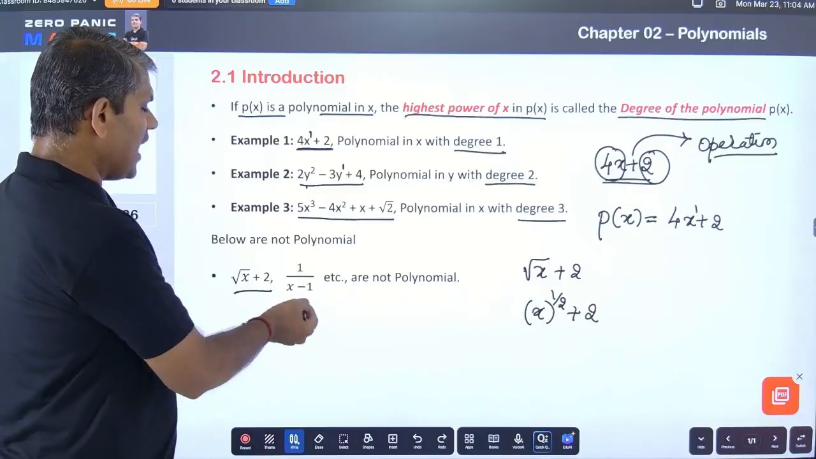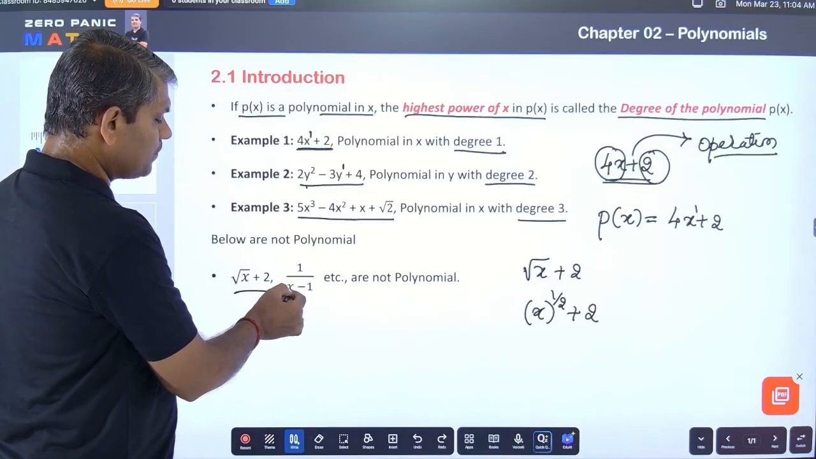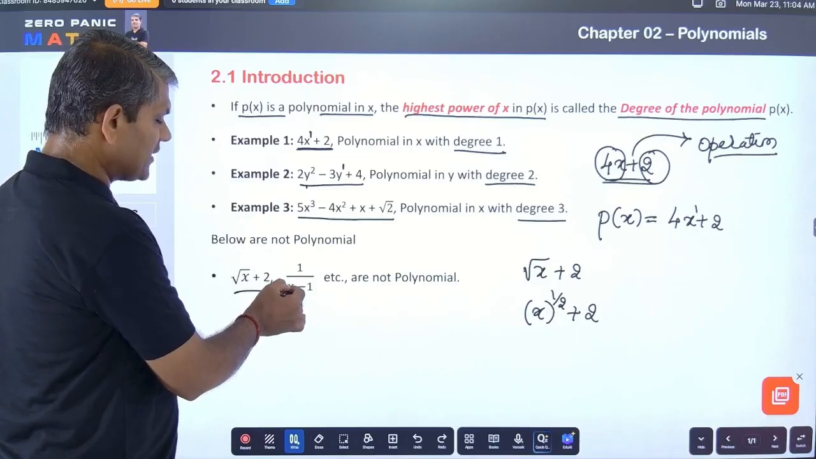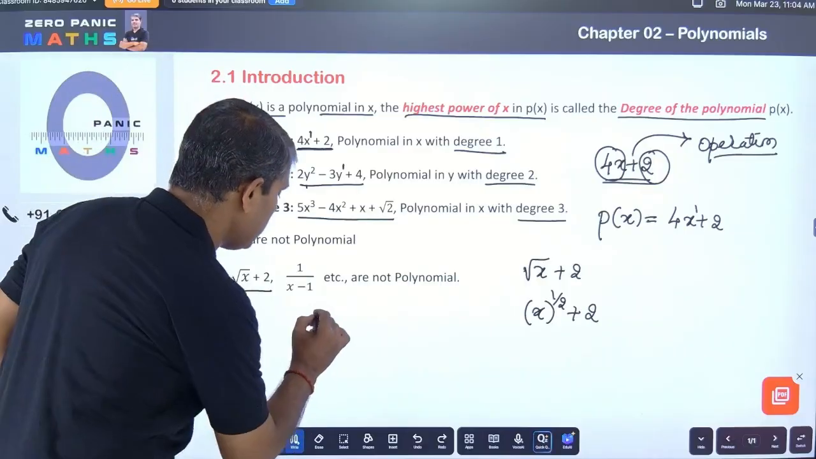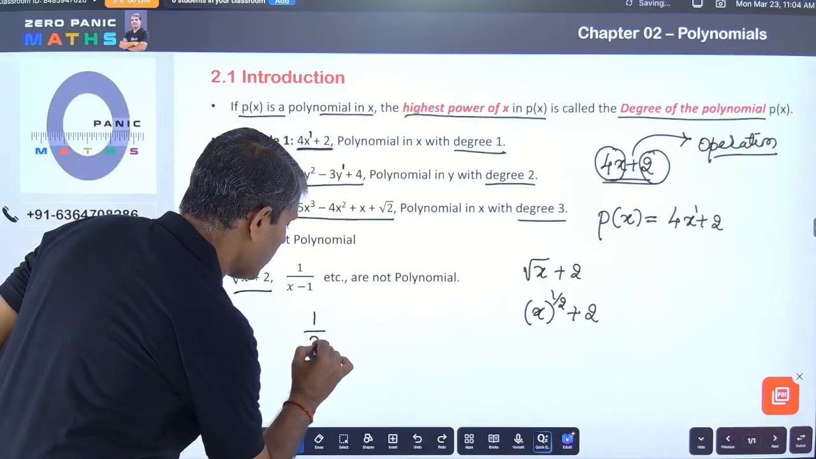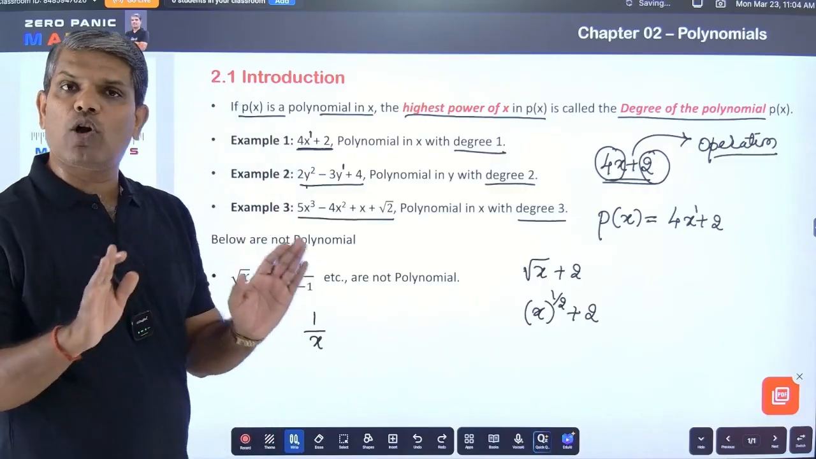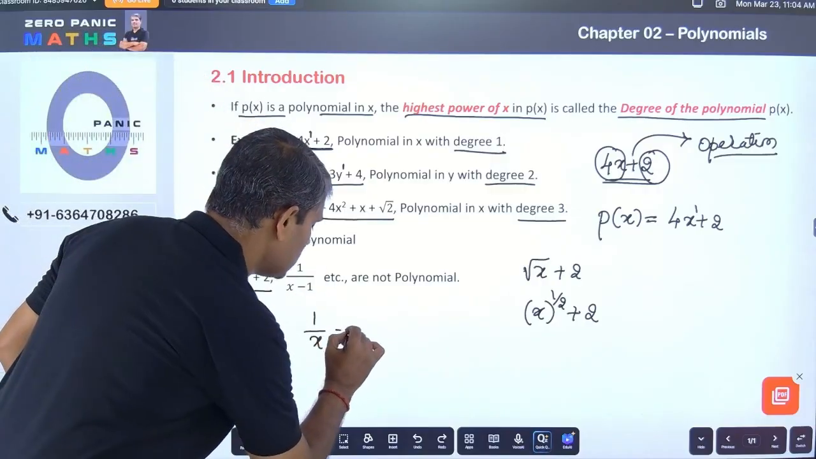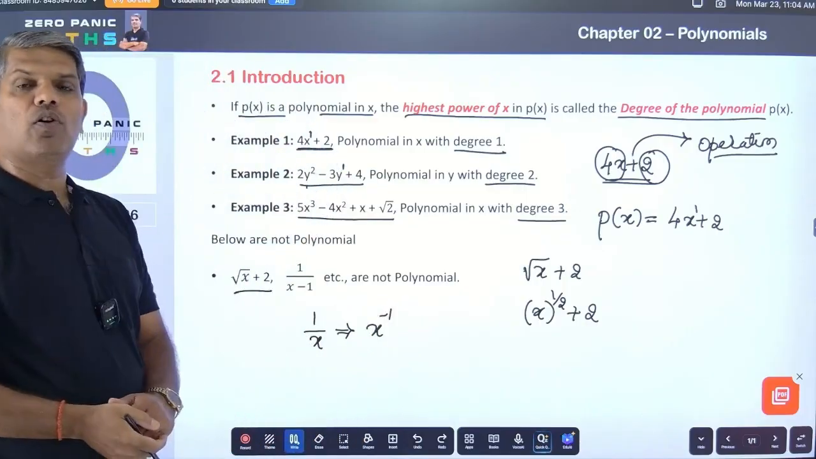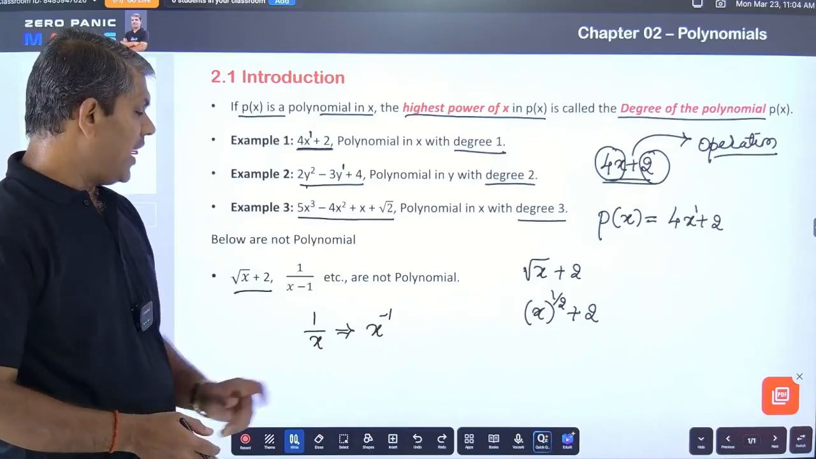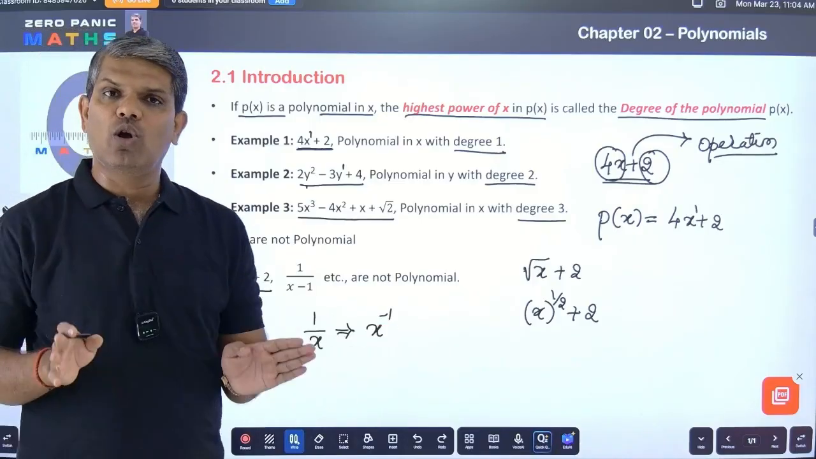And again, another feature is that the variable x should not appear in the denominator. Even 1 by x is not a polynomial, because 1 by x becomes x to the power of minus 1. And again, minus 1 is not a whole number.